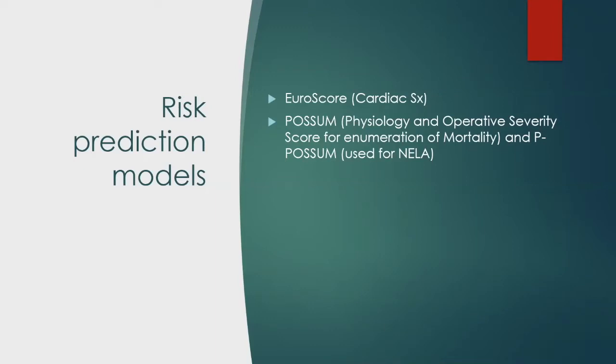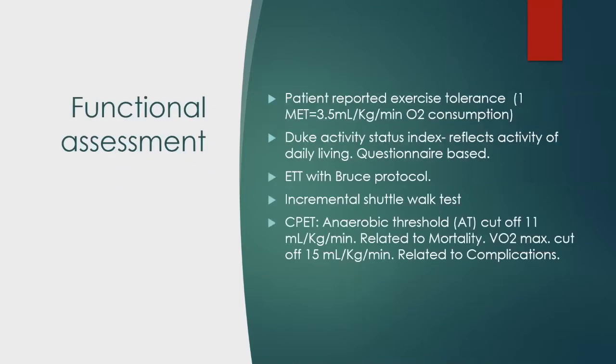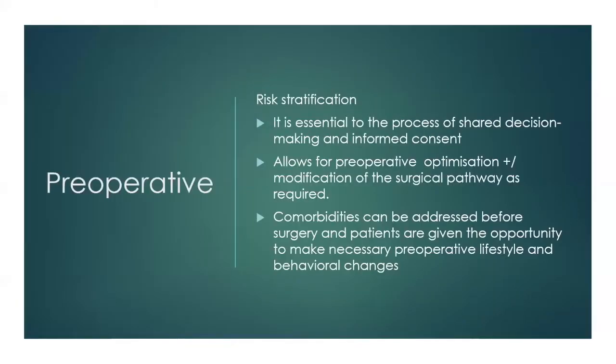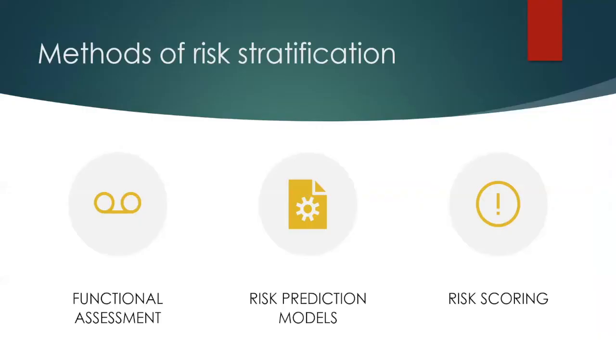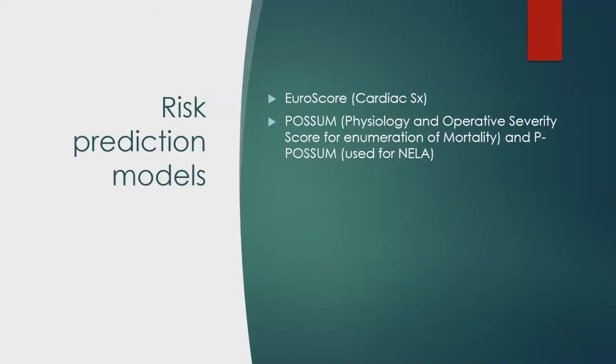Great. So what are we discussing? Just to recap, if anyone has joined a bit late, we are discussing preoperative assessment today. In the preoperative assessment, we said risk stratification is the underlying philosophy of preoperative assessment. Risk stratification is really important, and there are 3 methods of risk stratification. So far, we have just discussed the first method, functional assessment, which is the first and most important method as well. The next 2 methods are risk prediction model and risk scoring system.